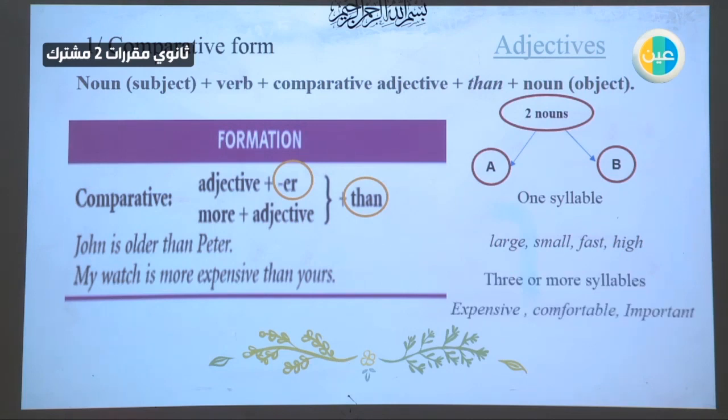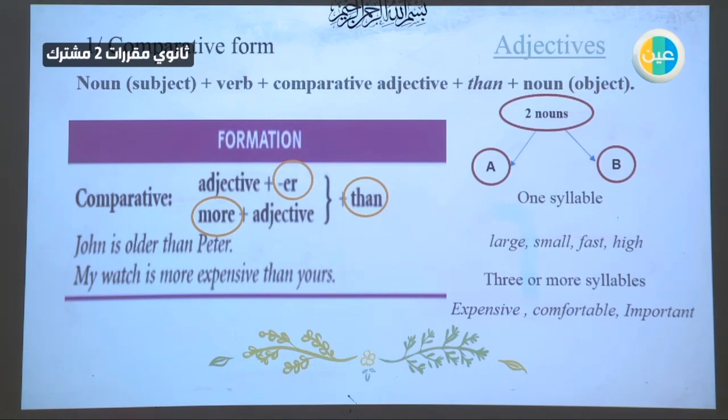Now, what if you have three or more syllables? Like, for example, expensive, comfortable, or important. They are more than three syllables. Can you add a suffix? Can you put another ER at the end? It's too long. So you can use more before the adjective. Also, you're going to use than. So this is very important to compare between two. If it's a one syllable adjective, you're going to use ER and than. If it's more than three syllables, you're going to use more and than.